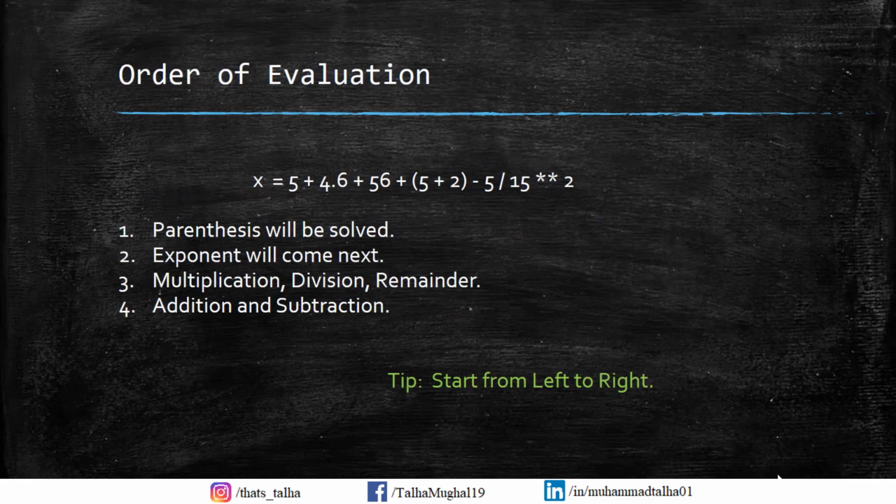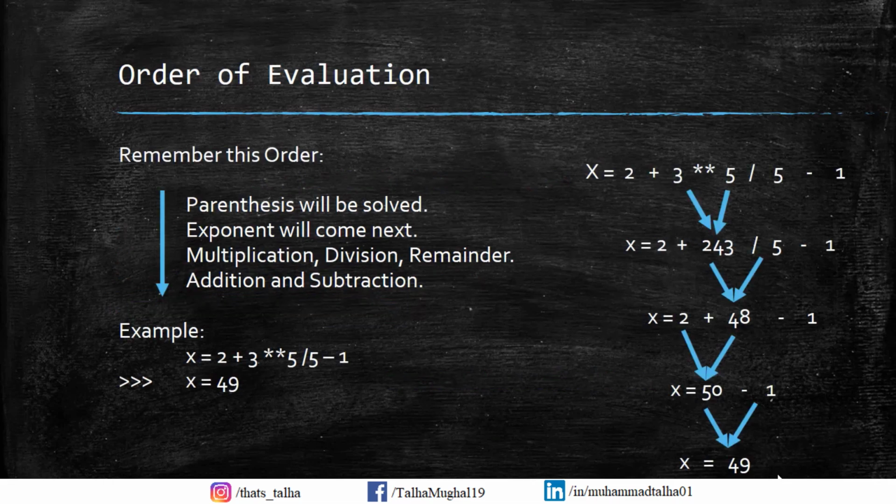So the order of evaluation is as follows. In the first step, parentheses will be solved in the expression. After that, exponents will come next. After solving exponents, multiplication, division and remainder will be done. And after that, addition and subtraction will be solved. And all of these operations will be done from left to right. Always remember this order. Parentheses will be solved first. Exponents will be solved in the second place. Multiplication, division and remainder come after solving the exponent. And in the end, addition and subtraction is done.